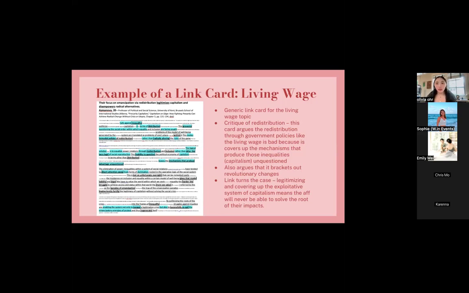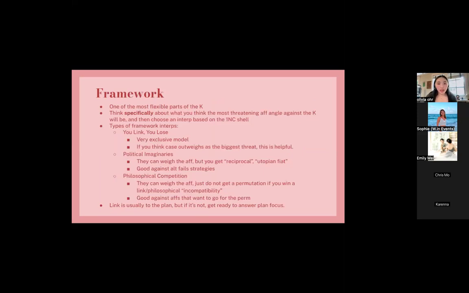This card also argues that a living wage, being a band-aid for the real capitalist problems, covers up revolutionary changes and the potential for revolutions, which you'd argue is bad. And then you can make a link alone turns the case argument because legitimizing and covering up the exploitative system of capitalism means the aff will never be able to solve for the root cause of their impacts. So those are just two examples of link cards and ways that you'd explain it in the 2NR and in 1NC cross-X.